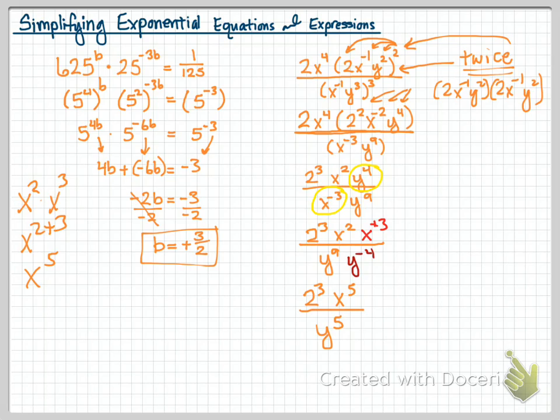Why move the y to the fourth to the bottom versus y to the ninth to the top is, if you move it down to the bottom to make it negative 4, you still end up with a positive exponent on y, and that's what we want to end up with in the last place. So that is your answer there. Or you could expand it out. 2 to the third power is 8. So you could have that as the actual final answer as well.